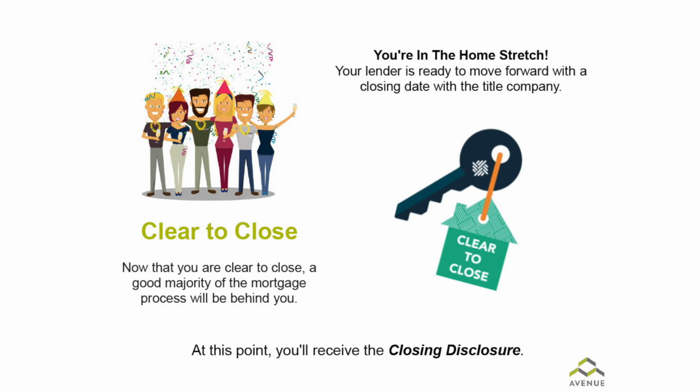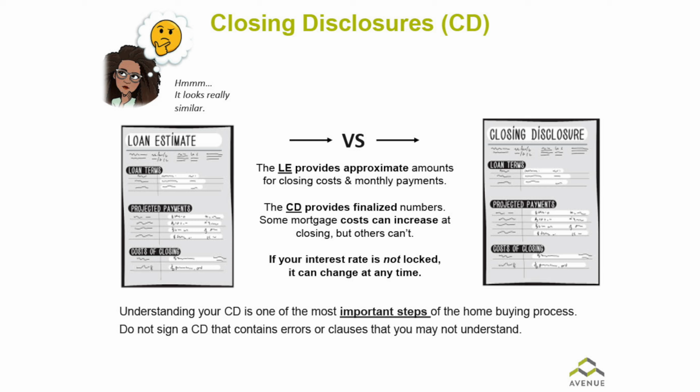The majority of the mortgage process is now over. You're in the home stretch. The lender's ready to move forward with a closing date and the title company. At this point, you're going to receive a disclosure. And that disclosure is probably the most important piece of paper for the purchaser.